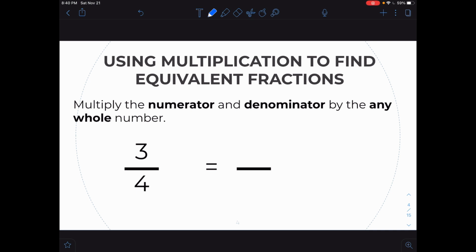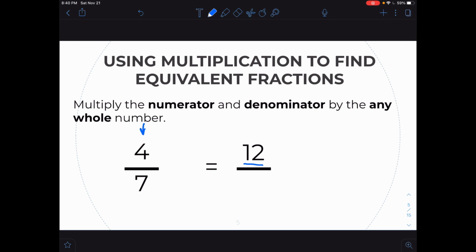We multiply the numerator and denominator by any whole number. So let's say I start with 3/4. I'm going to choose to multiply both the numerator and denominator by 3, and I get the equivalent fraction of 9/12. Let's try another one where they're going to give us some clues about the equivalent.